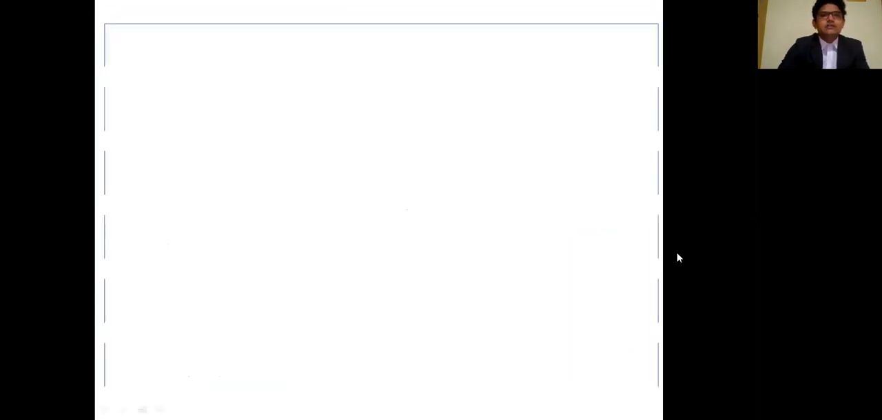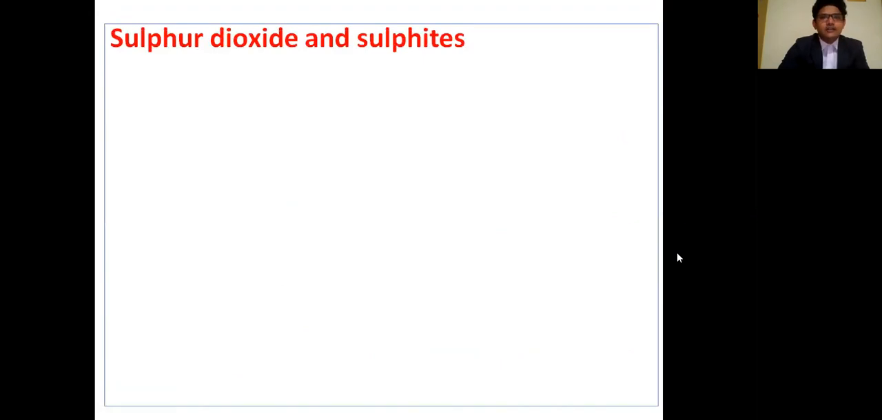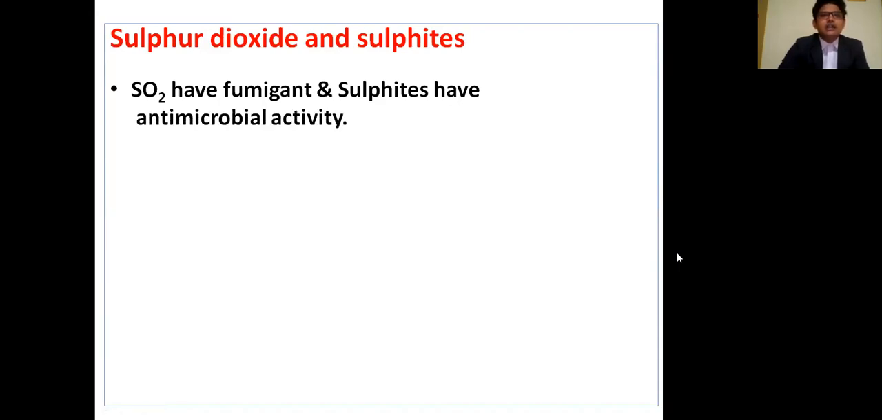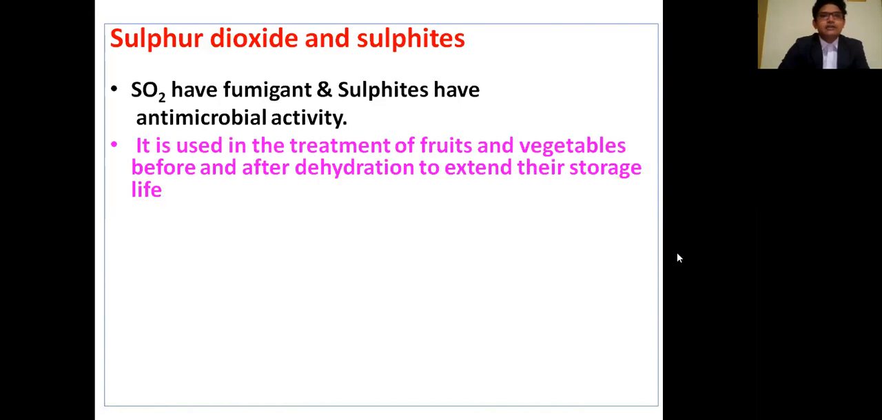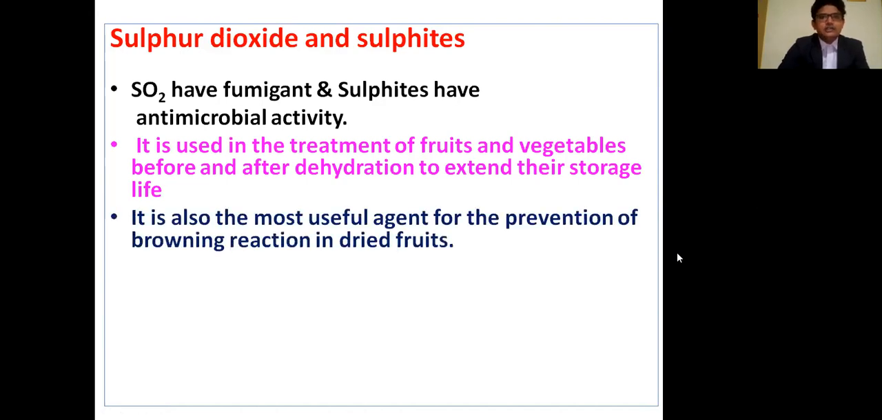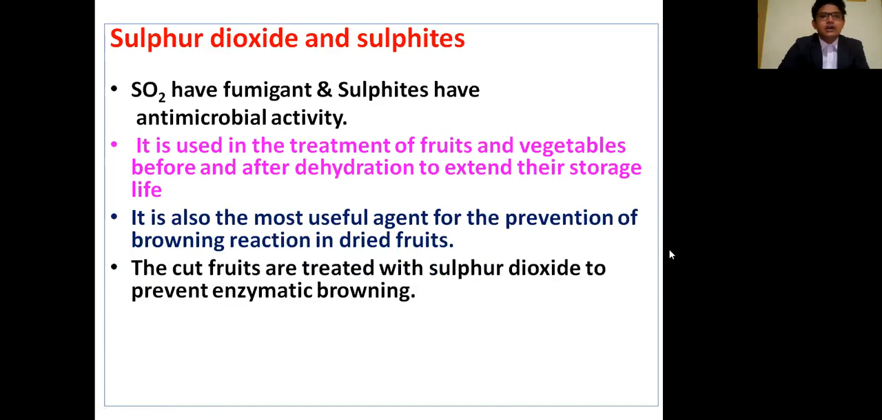The next preservative is sulfur dioxide and sulphites. SO2, or sulfur dioxide, is a fumigant and sulphites have antimicrobial activity. It is used in the treatment of fruit and vegetables before and after dehydration to extend their storage life. It is also the most powerful agent for prevention of browning reaction in dried fruits. The cut fruits are treated with sulfur dioxide to prevent enzymatic browning.